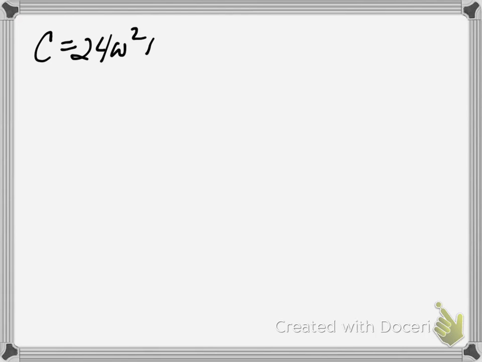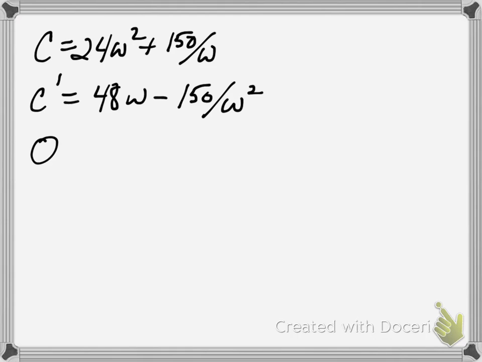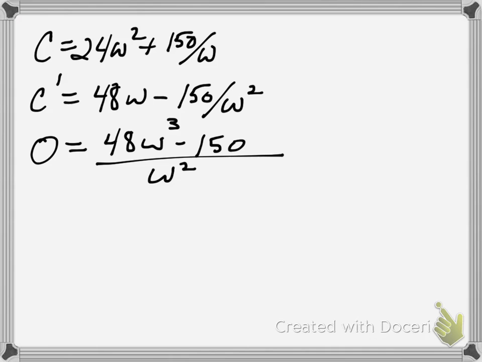So the cost, I want to minimize the cost, so I'm going to go ahead and find the derivative of this guy. Well, that's going to be 48W minus 150 over W squared. Now I'm going to go ahead and form a single fraction, get a common denominator, and I want to find out when is this fraction equal to 0.